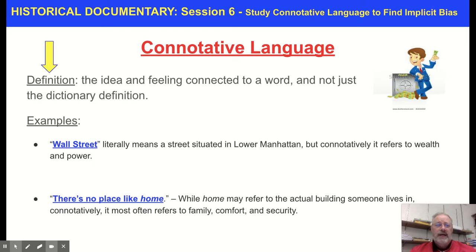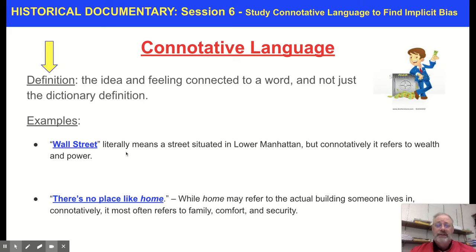Okay, so here's connotative language. Officially, the definition is the idea and feeling connected to a word, not just a dictionary definition. So when you hear a certain word or term, you get a certain feeling about that word or a certain impression. A couple examples here.